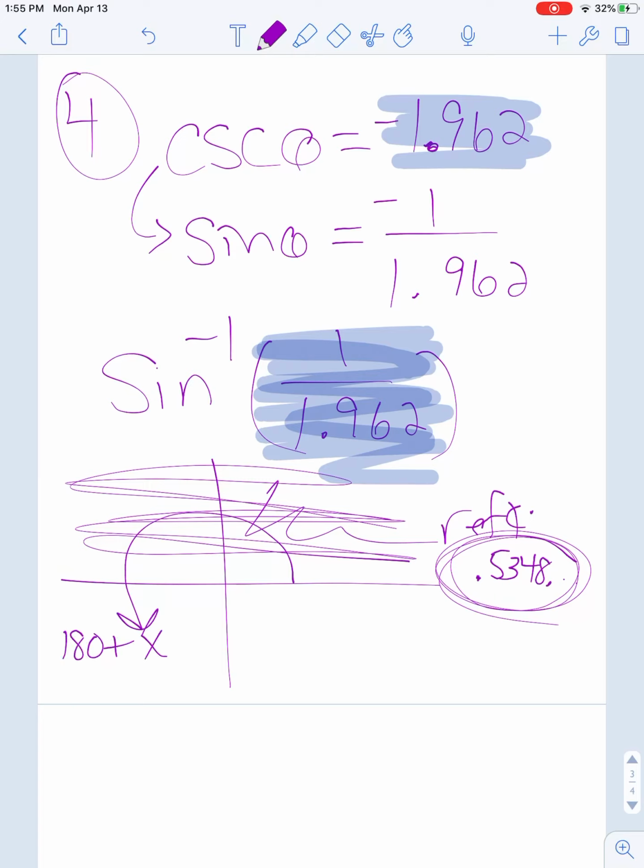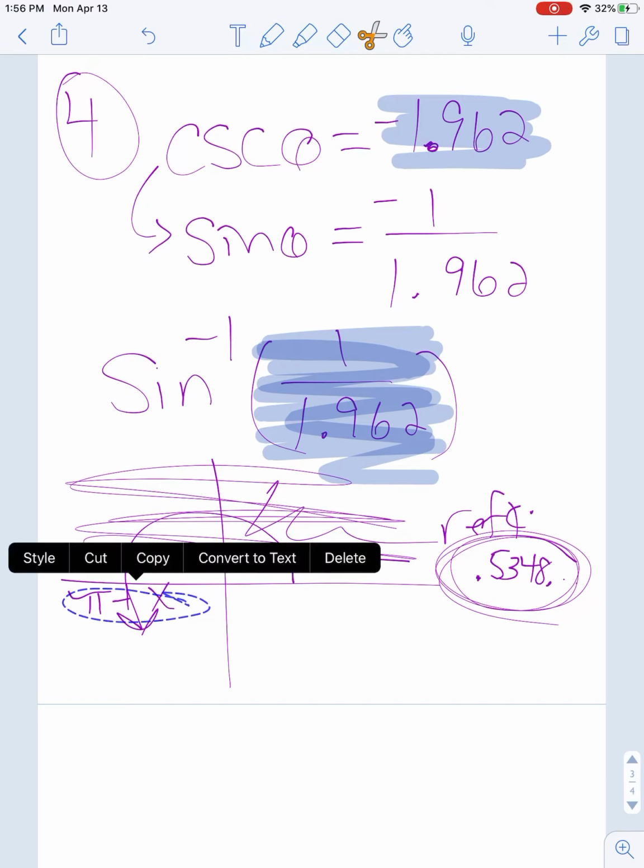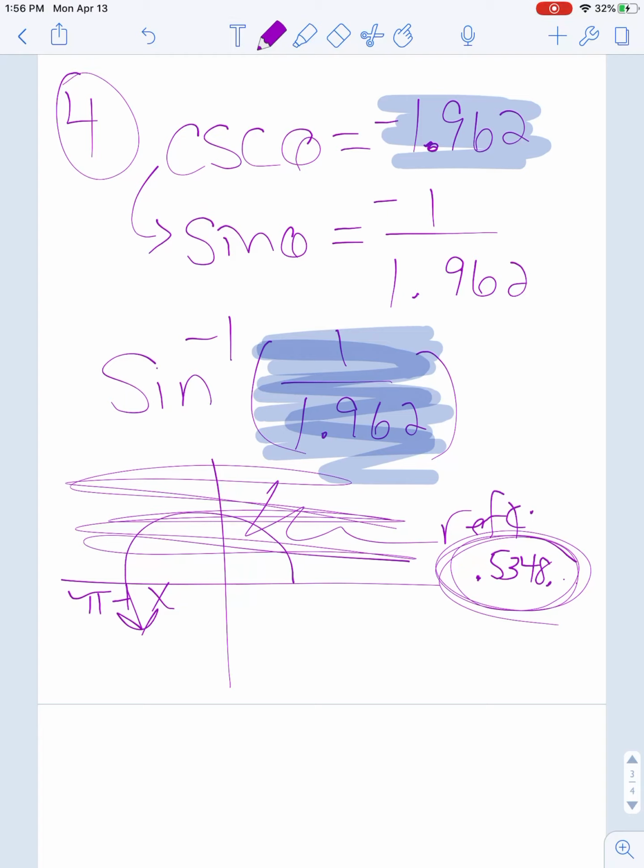Normally, we would go 180 plus X, but we are no longer in degree world. We are now in radian world. So what am I going to type in instead of 180? Pi. So I'm going to take that plus pi. Again, I'm not using 3.14. I'm using actually pi here. So I get as an answer 3.676. That's my third quadrant answer.